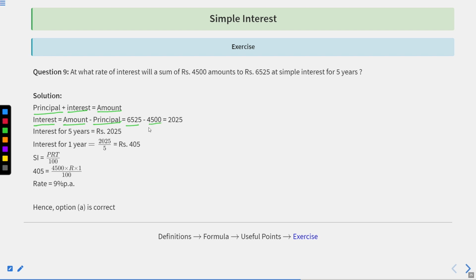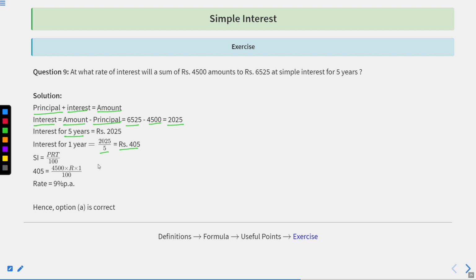So when you take the difference, that is 2,025 rupees. So the interest earned by her is 2,025, which she earned over the period of 5 years. So in 1 year, the interest earned by her is 2,025 upon 5, that is 405 rupees.